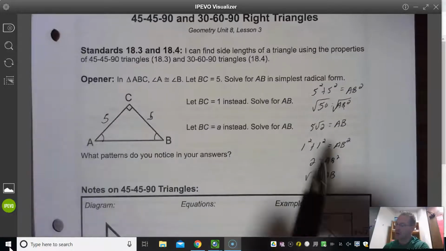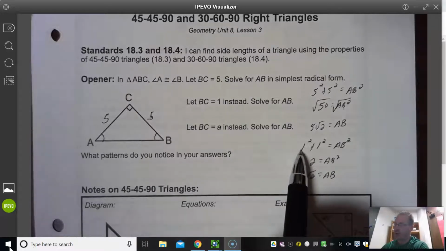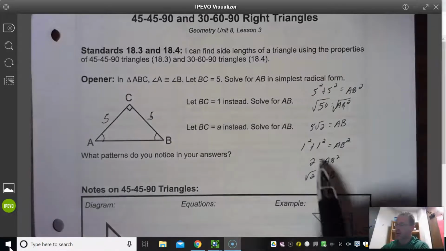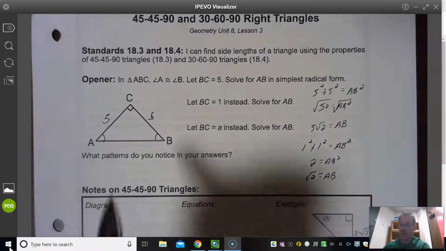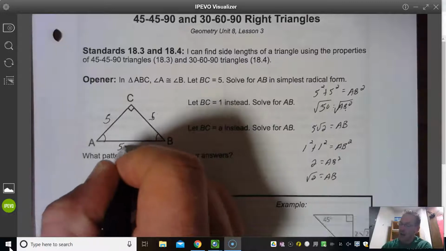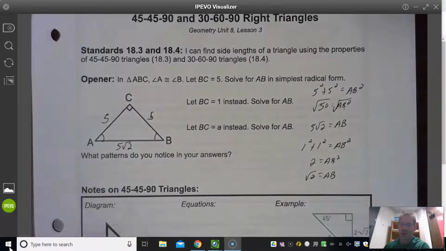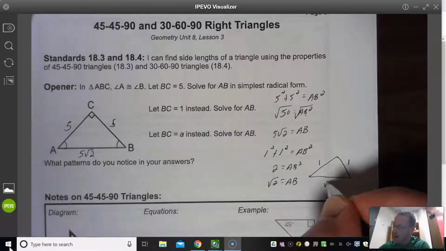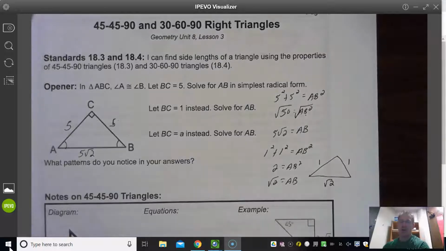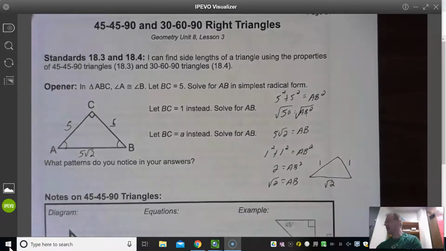Now, in a very similar fashion, if both sides are 1, it'd be 1 squared plus 1 squared equals AB squared. So 2 equals AB squared, and then I take the square root and get the square root of 2. What we were hoping you would see, and it's a little hard to see when you have 1 here, is that in the first example my two sides are 5 and my hypotenuse is 5 root 2. In this one, my two sides are 1 and my hypotenuse is root 2. This is the pattern we want to see.